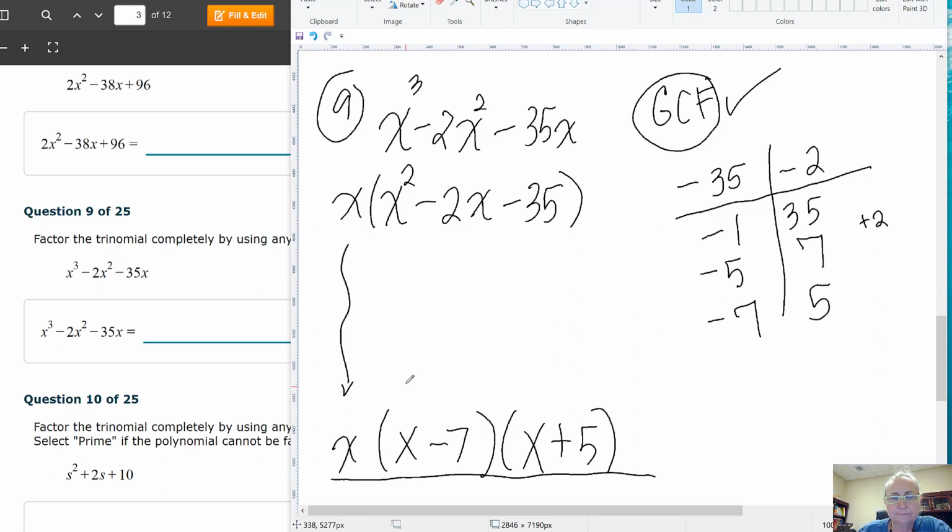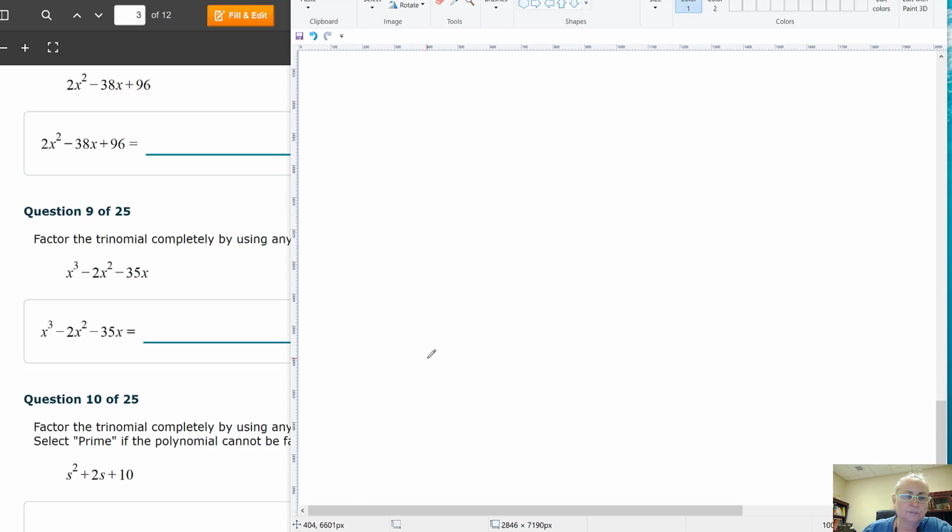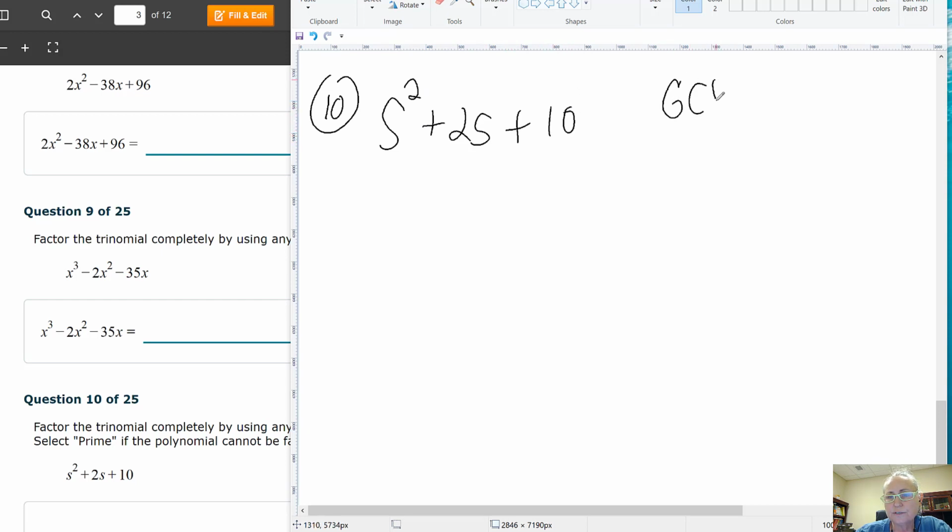That's number 9. Number 10. S squared plus 2s plus 10. I look for a greatest common factor. There is no common factor. They don't all have an s, and there's no number that will go into 1, 2, and 10 other than 1. So technically they do have a greatest common factor. It's 1. But it wouldn't do us any good if we take out a 1. We'd be left with the same expression.